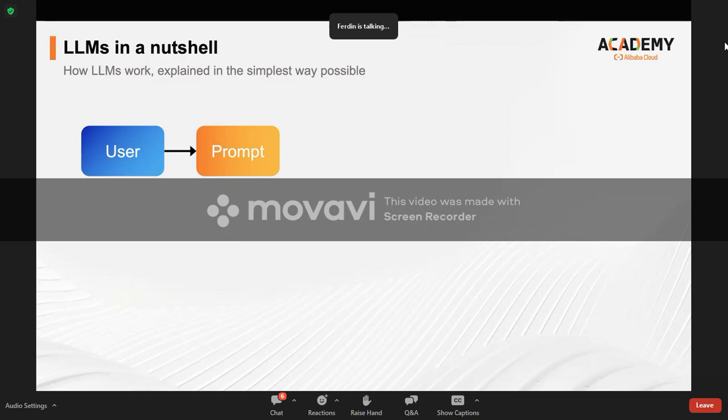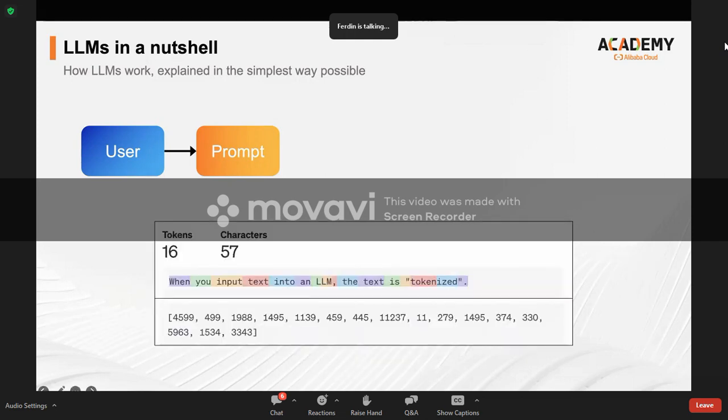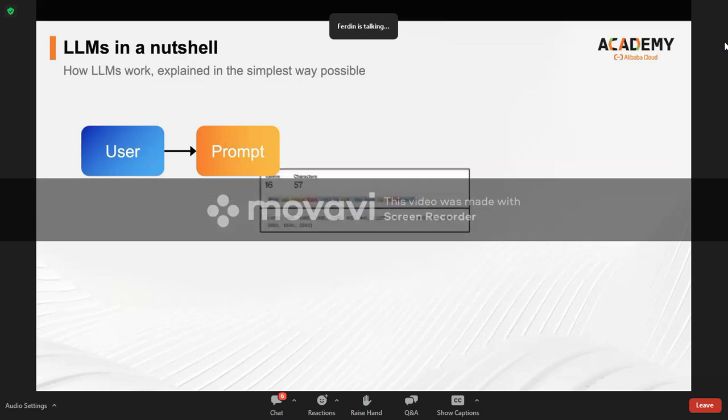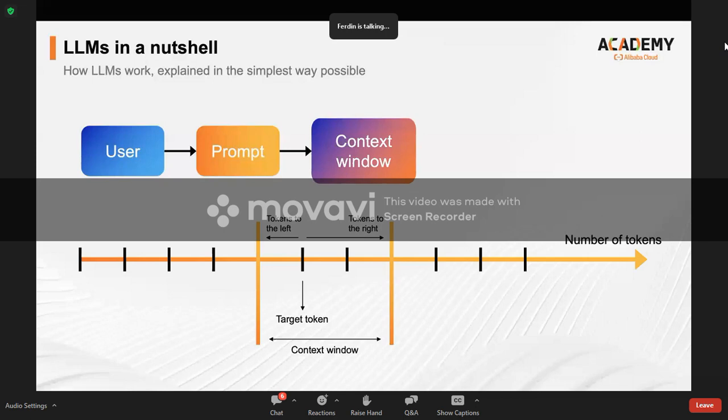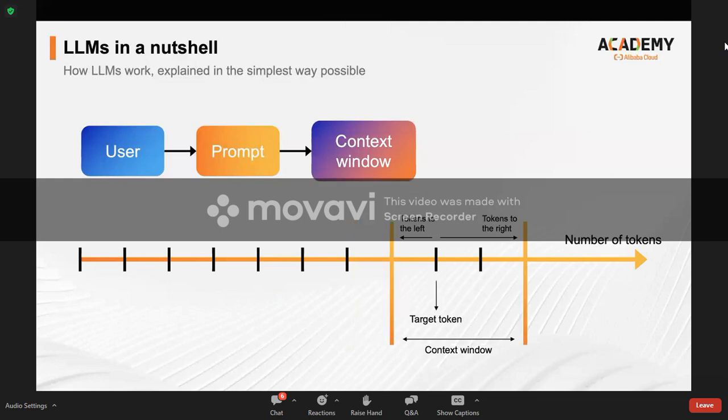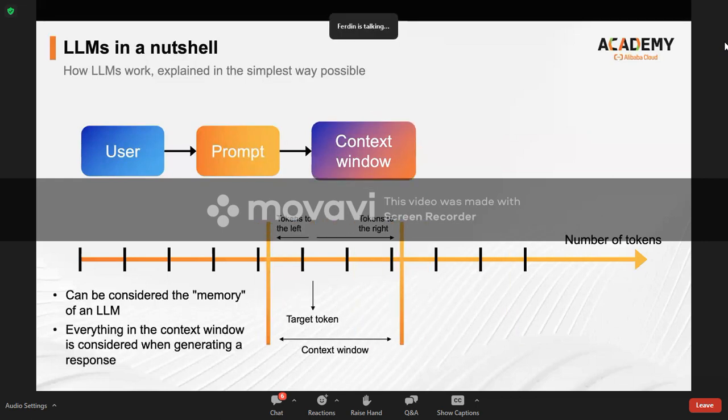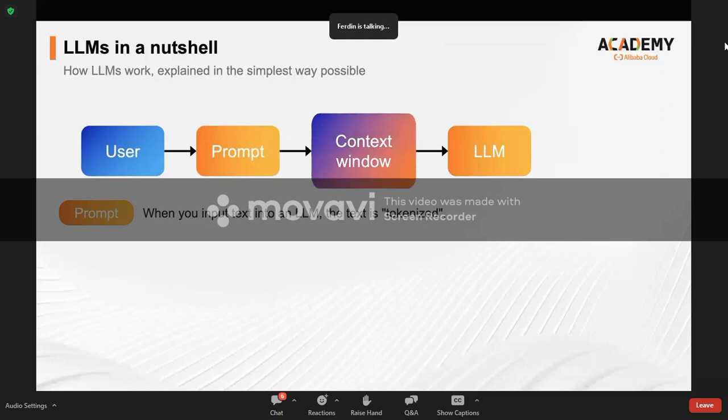Okay, so the user will write a prompt, and the prompt will be like a sentence. When you input text into an LLM, the text is tokenized. It will convert each and every word in that sentence into a token. After it takes it as a token, it will have something called the context window. This will have some set of tokens, and then it will try to move towards the right. Also, it will move towards the left. It just keeps moving this window left and right, and at one particular point, it will find a particular response.